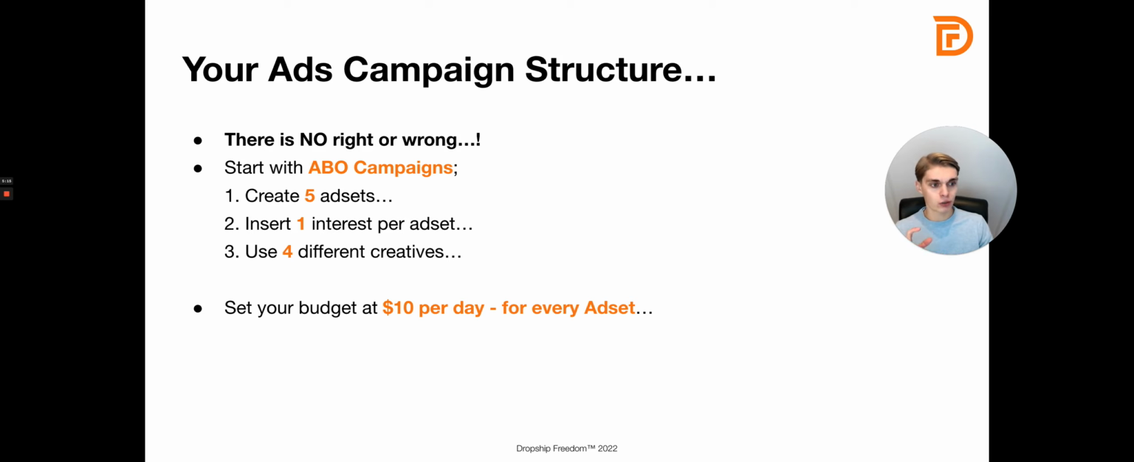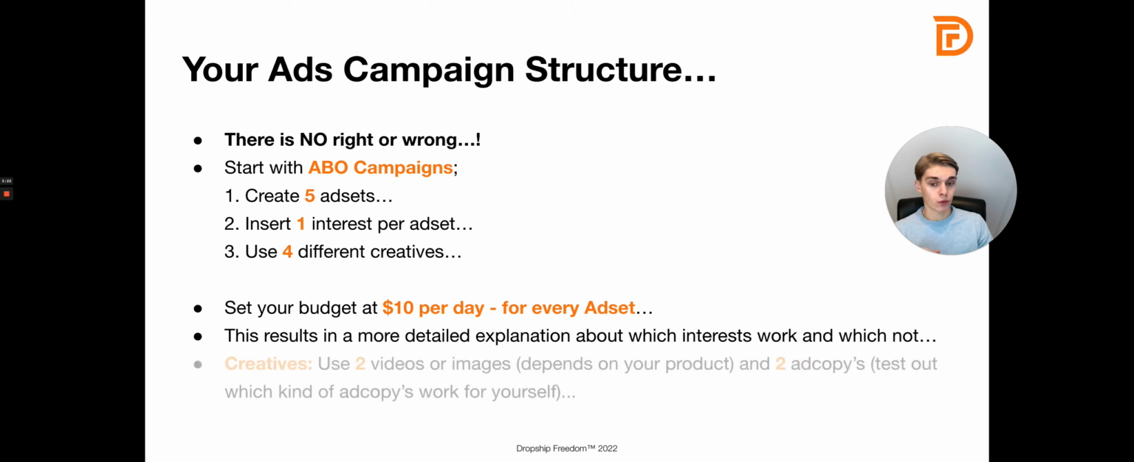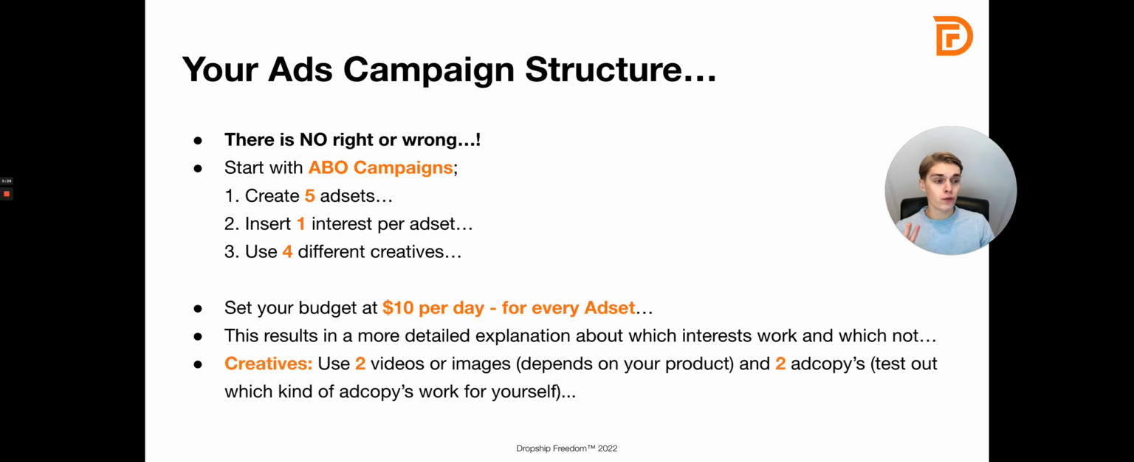And I'm going to explain that in a bit. This results in a more detailed explanation about which interests work and which do not, of course. So creatives: use 2 videos or images. And what I use basically, as I said in here, is 4 different creatives, right? What I mean with 4 different creatives is 2 videos or images and 2 ad copies. And the images, of course, depend on the product.